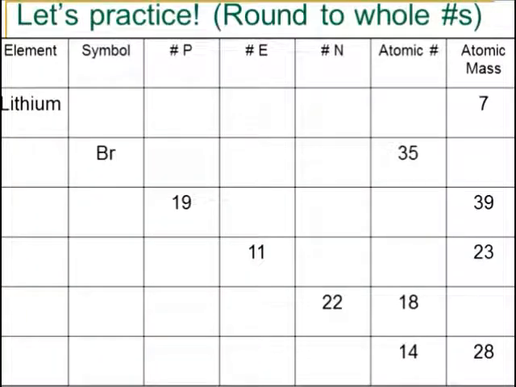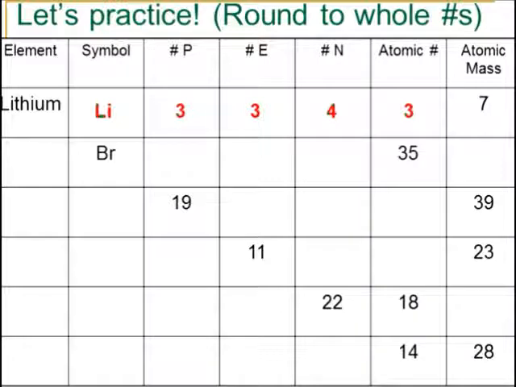So some practice. Okay, the element lithium, the symbol Li, the number of protons is 3, so that's also the number of electrons. The number of neutrons would be 4 because of the atomic mass. And we remember the atomic number is also the number of protons and the number of electrons. So remember, to find our neutrons, which we said was 4, we had to take 7, our atomic mass, and subtract our atomic number.